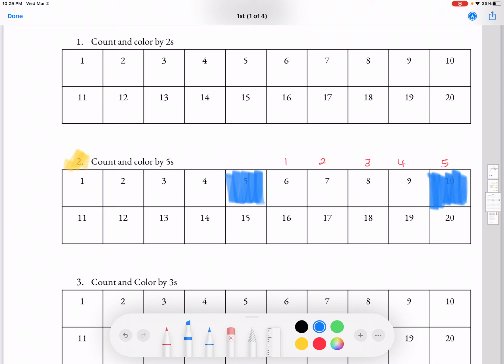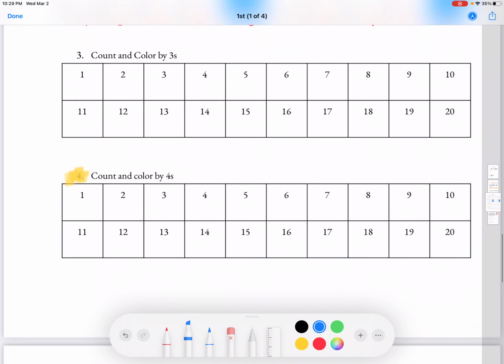And then we're going to count 5 more. 1, 2, 3, 4, 5. And you're going to land on 15, so you're going to shade in 15. And then you're going to go 1, 2, 3, 4, 5. And you're going to land on 20, so you're going to shade in 20. So our 5s for number 2 is going to be 5, 10, 15, and 20. Moving on to number 4.